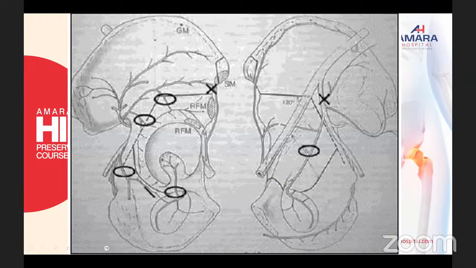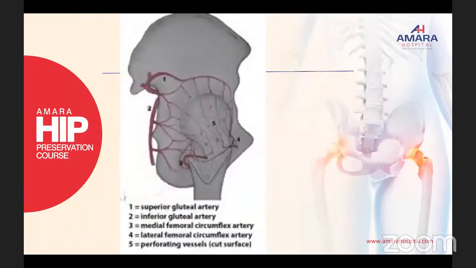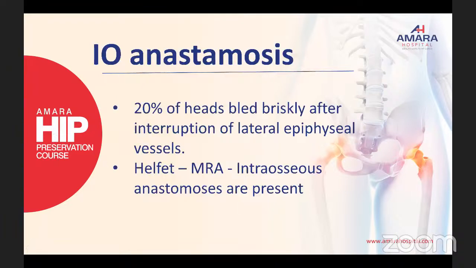We did a study that we're trying to publish. It's in review. When we did total hips and cut the lateral epiphyseal vessel, about 20% of heads still bled briskly, saying that there is alternate blood supply even if these vessels are disrupted. I'm not recommending that you cut these vessels, but damage to vessels does not lead to AVN all the time. To support this, HealthFed did 2 or 3 MRA studies that showed intraosseous anastomosis between all these different blood supplies.